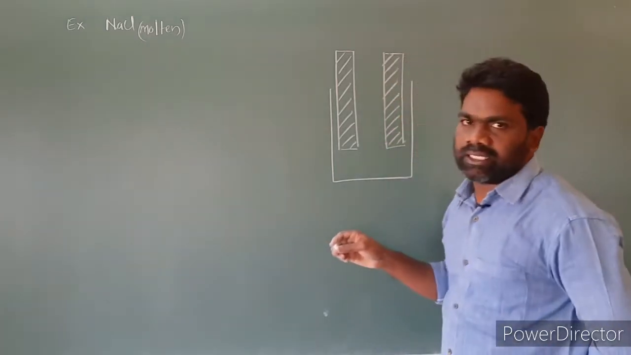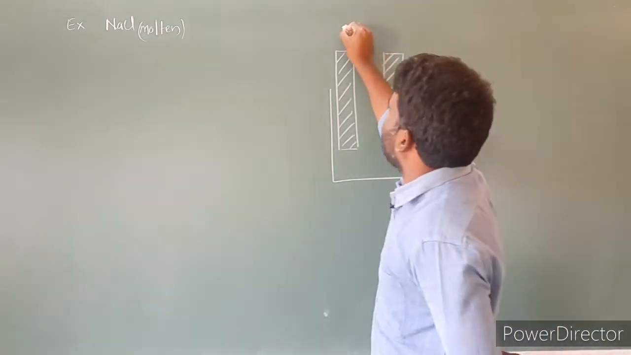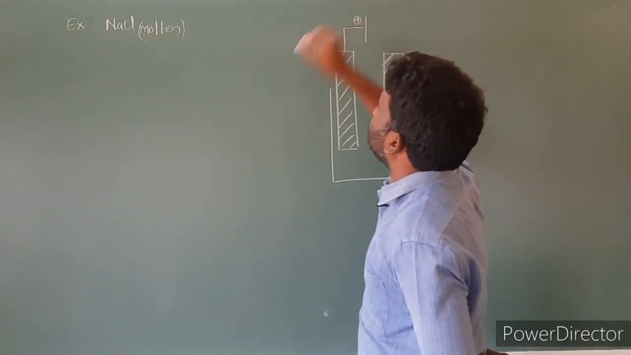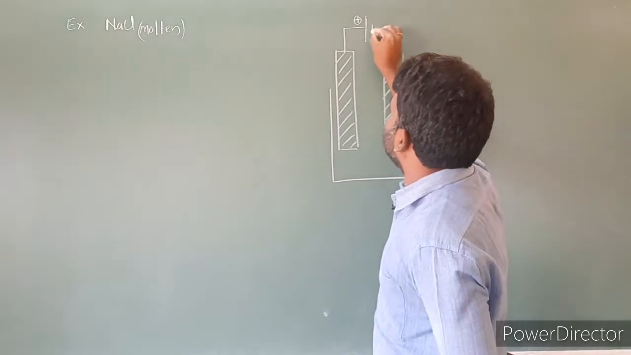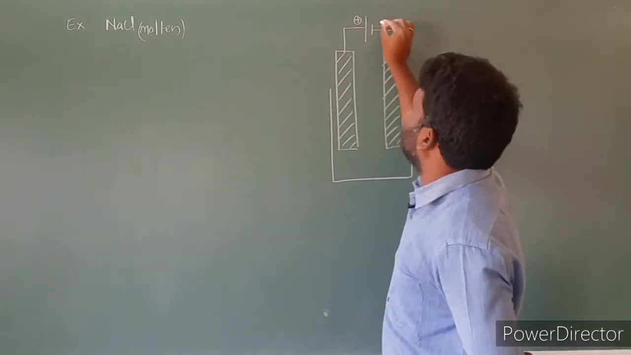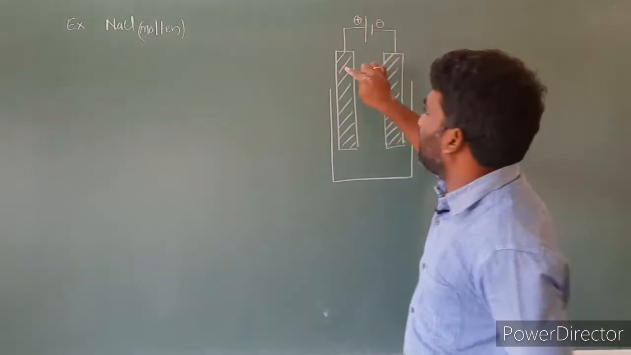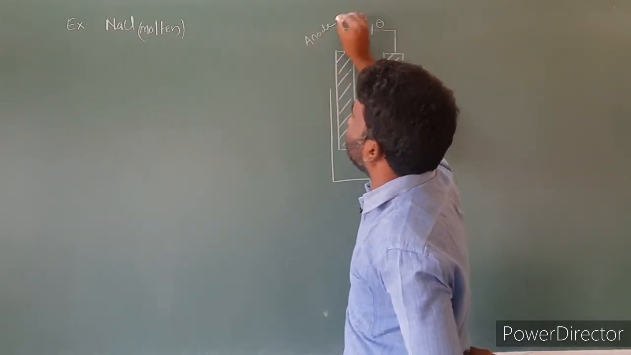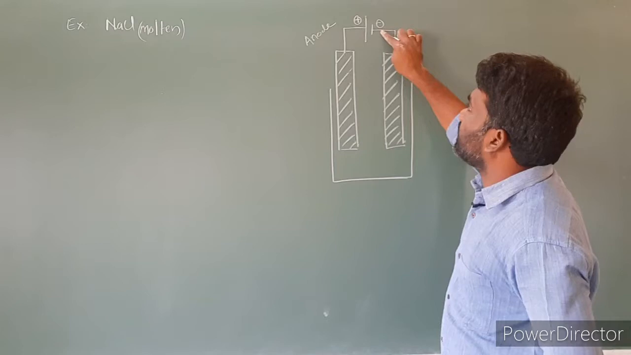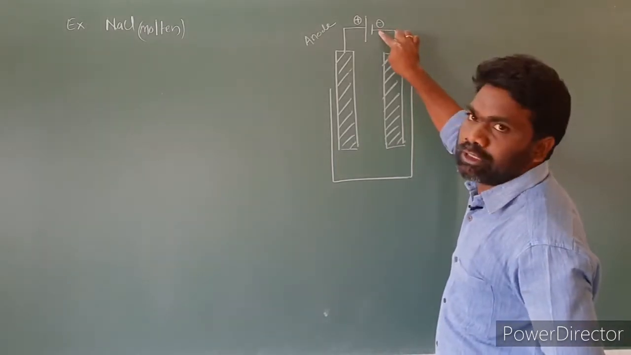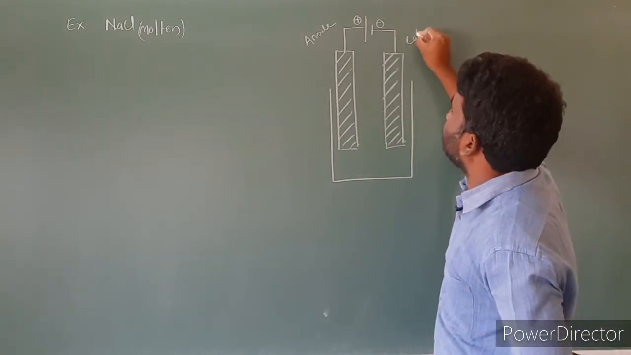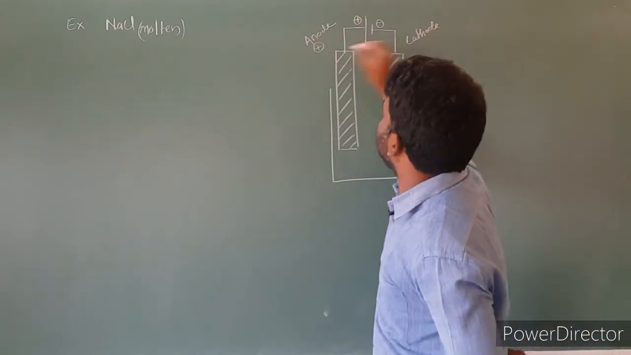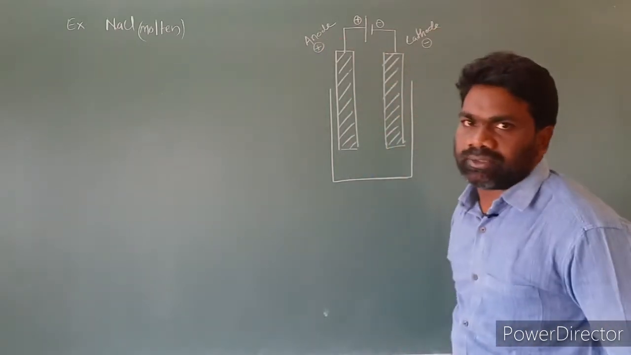Here, these electrodes are inert electrodes, platinum. This electrode I am connecting to the positive terminal of the battery, and this electrode I am connecting to the negative terminal of the battery. The electrode connected to the positive terminal we have to call an anode. Very clear up to this point. The electrode connected to the negative terminal of the battery we call a cathode. So anode is the positive charge, cathode is the negative charge.